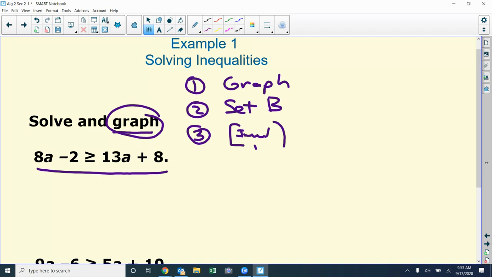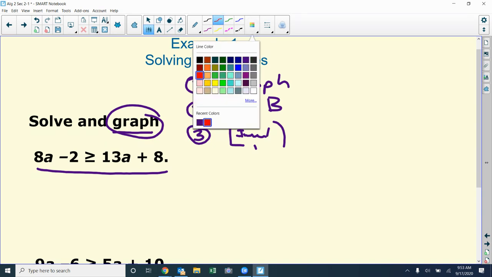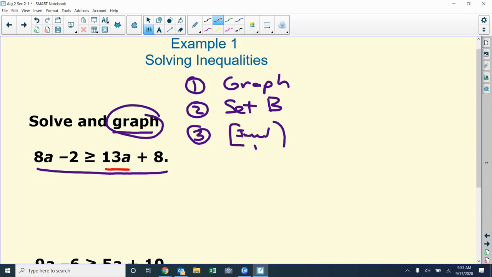Now, some teachers will teach you to get the variable on the left. That way when you read it, it sounds right. And that's fine. So if you want to go that route, I'm going to subtract 13a because we want to get the variable over here. That is going to create a problem. We're going to have 5a, which is going to be negative. If I plus 2 on both sides, I'm going to get 5a greater than or equal to 10.